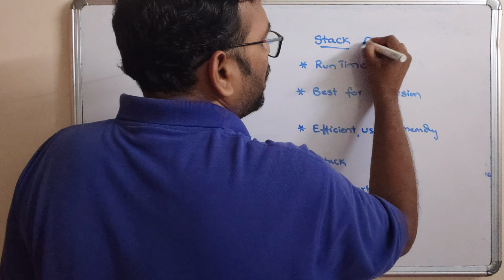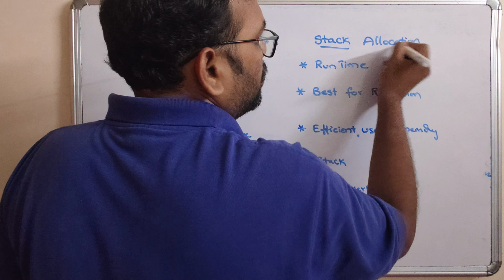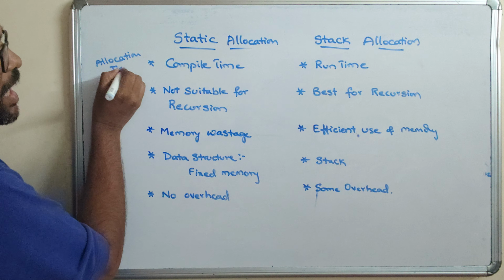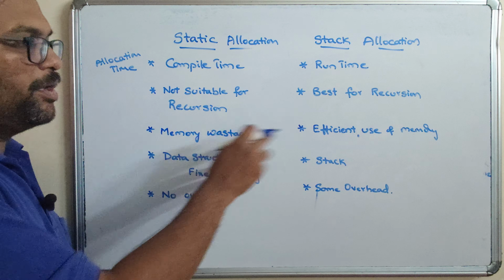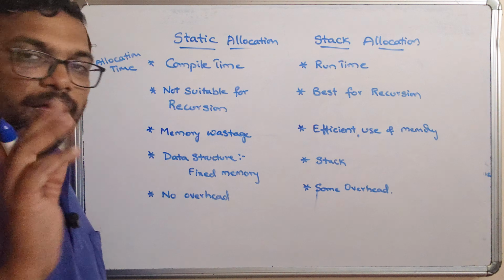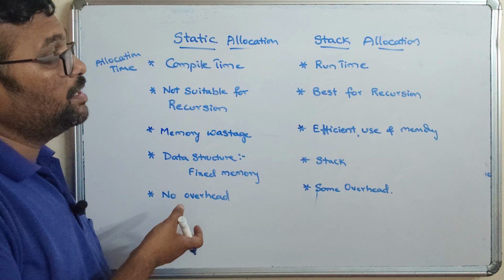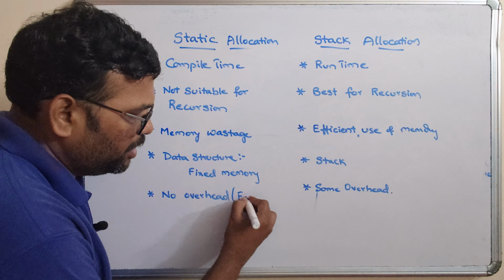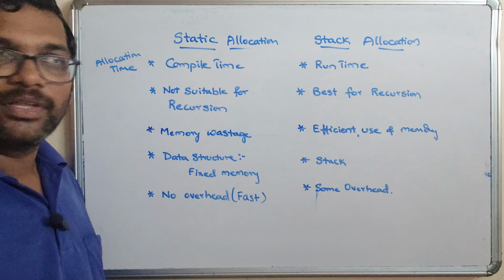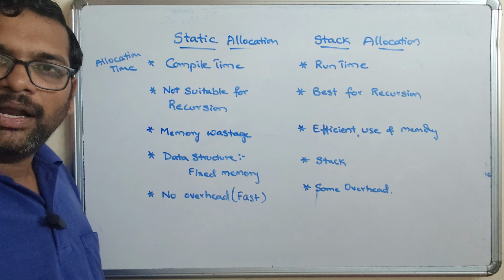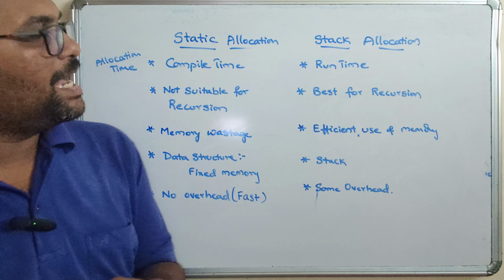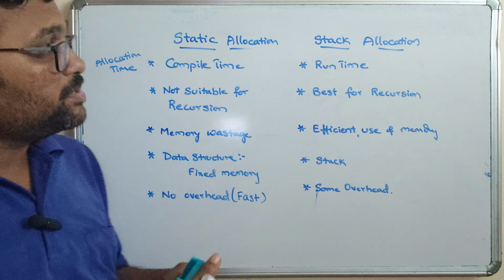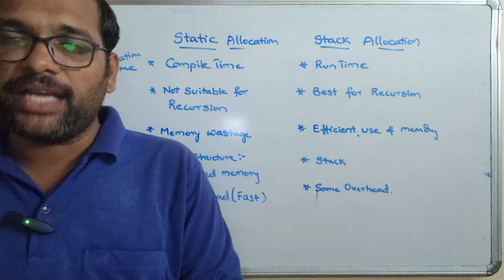These are a few differences between static allocation and stack allocation. This is the allocation time, this is the limitation and memory, based on the memory, the data structure and overhead. This is also very fast, though somewhat overhead will be there. Static is also fast, with no overhead, so fast access is done in static allocation. I hope you understood the static allocation strategy and the stack allocation strategy, and the differences between them.